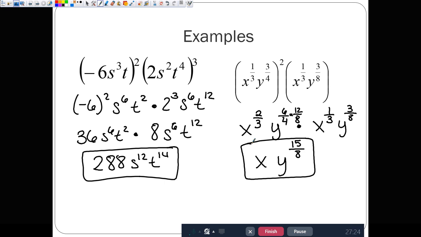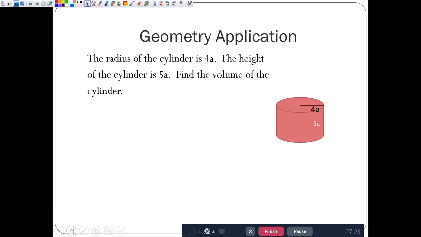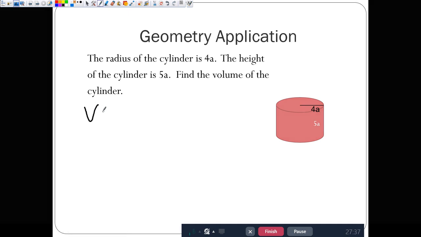So our geometric application. So the radius of a cylinder is 4a, the height of the cylinder is 5a. Find the volume of the cylinder. So volume of a cylinder is volume equals pi r squared h. We're going to substitute our values in for r and h. So our volume is going to equal pi. Our radius is 4a. And our height is 5a.